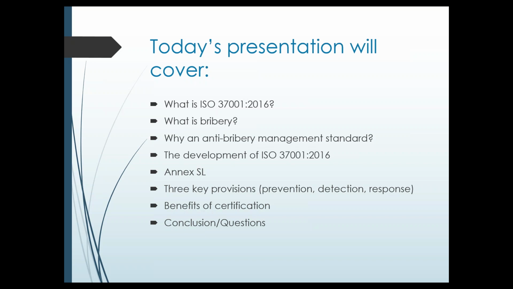Our topics for today, we're going to go over what the ISO 37001 standard is and a little bit of where it came from. We're going to go over the bribery definition that appears in ISO 37001. We're going to explore a little bit on why this standard was developed, as well as its alignment to Annex A. And from there, we're going to go into a little bit of the content of ISO 37001 and try to break down what is provided as far as the provisions and controls. We'll have some comments on the benefits of certification, a couple of concluding remarks, and then your questions.